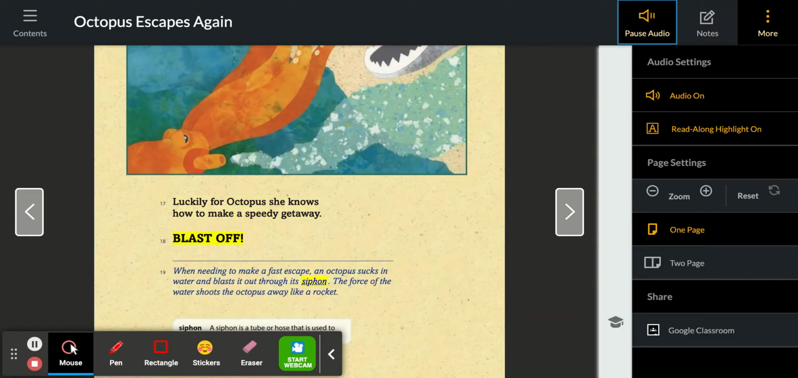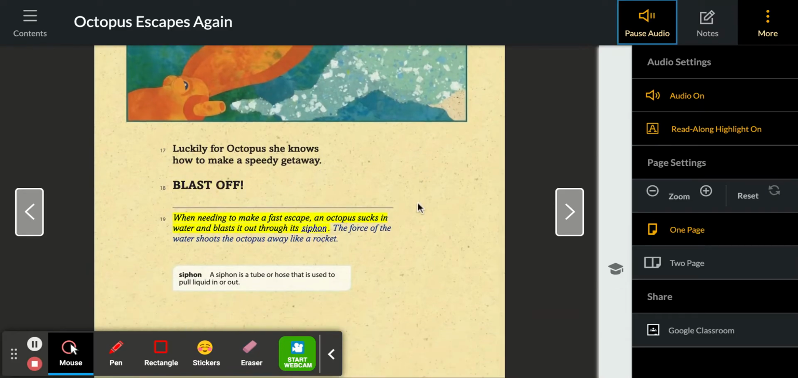Blast off! When needing to make a fast escape, an octopus sucks in water and blasts it out through its siphon. The force of the water shoots the octopus away like a rocket. Siphon. A siphon is a tube or hose that is used to pull liquid in or out.